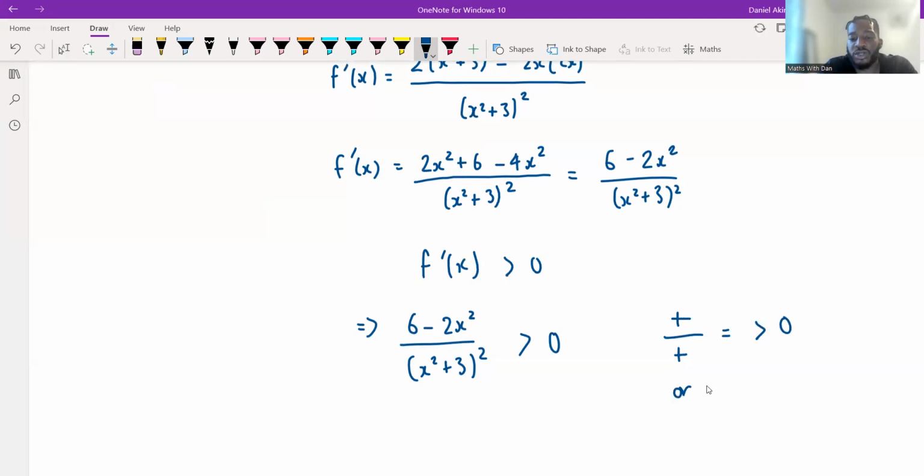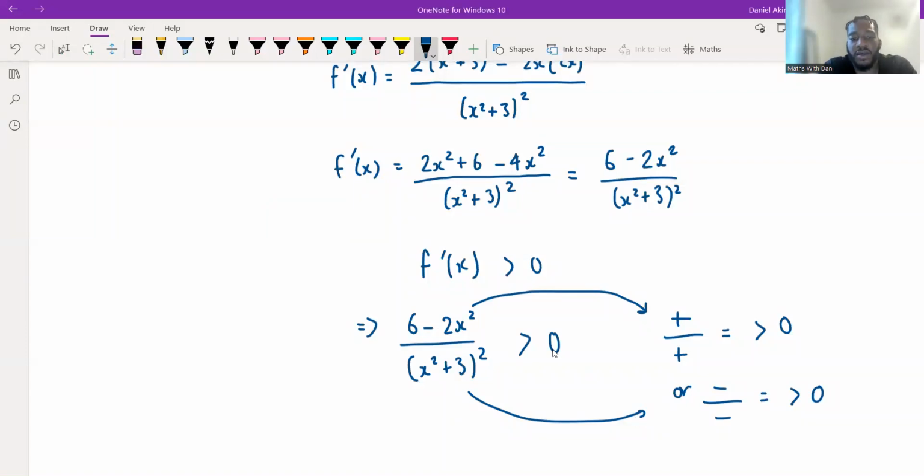Or the other option is when they're both negative, right? The numerator is negative and the denominator is also negative. This will also give me a positive number. So we need to ask ourselves, do any of these apply?